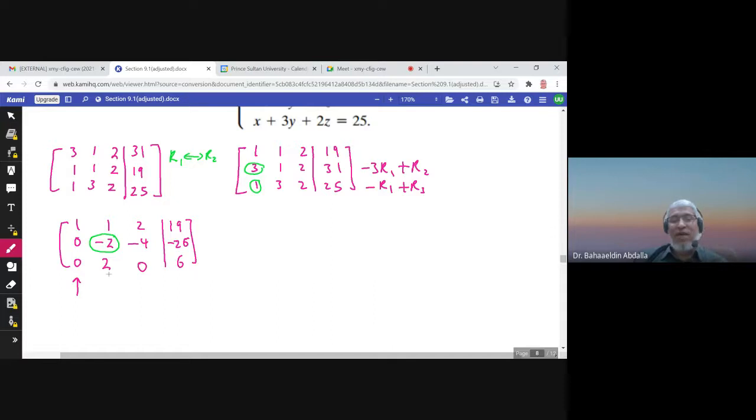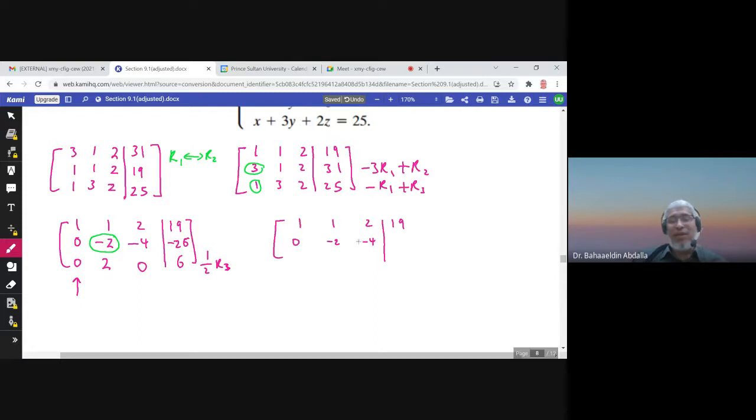So now I don't have 2 here, but I'll do something. I'll divide row 3 by 2. Or instead of dividing, I'll say 1 over 2 times row 3. Why? I'm making 1 here. So 1, 1, 2, 19, 0, negative 2, negative 4.